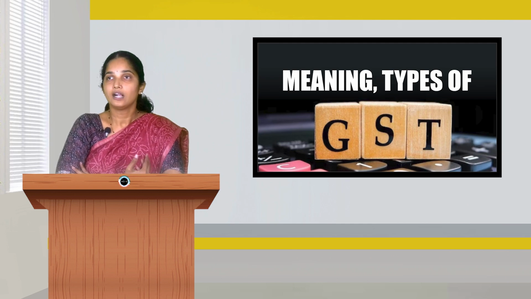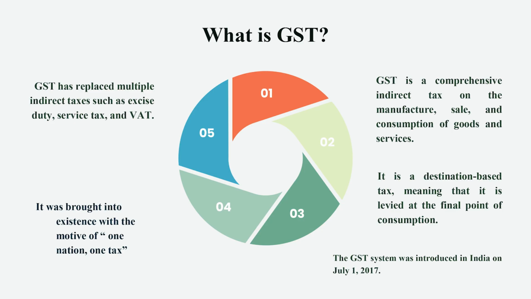GST is a comprehensive indirect tax on the manufacture and sale of goods. Whenever you are manufacturing something or supplying something, you have to pay tax to the government in the form of goods and services tax. It is a destination based consumption tax. Now, what is destination based consumption tax?